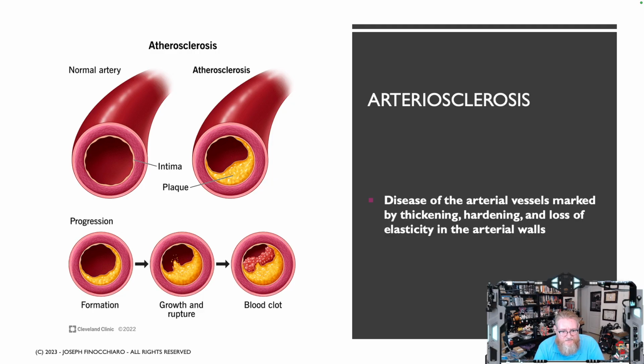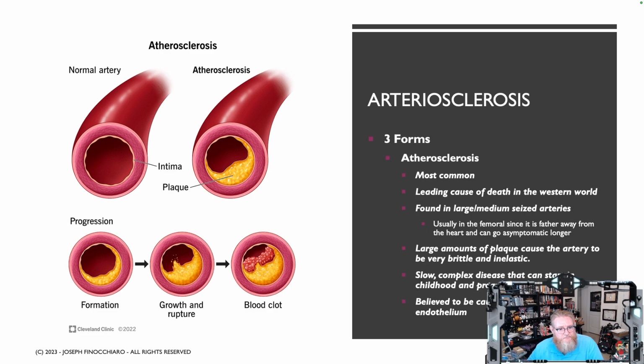Atherosclerosis is a disease of the arterial vessels marked by a thickening, hardening, and loss of elasticity in the arterial walls. There are three forms. Atherosclerosis is the most common and is the leading cause of death in the Western world. Found in large and medium-sized arteries, usually in the femoral since it is farther away from the heart and can go asymptomatic longer. Large amounts of plaque cause the artery to be very brittle and inelastic. Slow, complex disease that can start in childhood and progress with age. It is believed to be caused by damage to the endothelium.